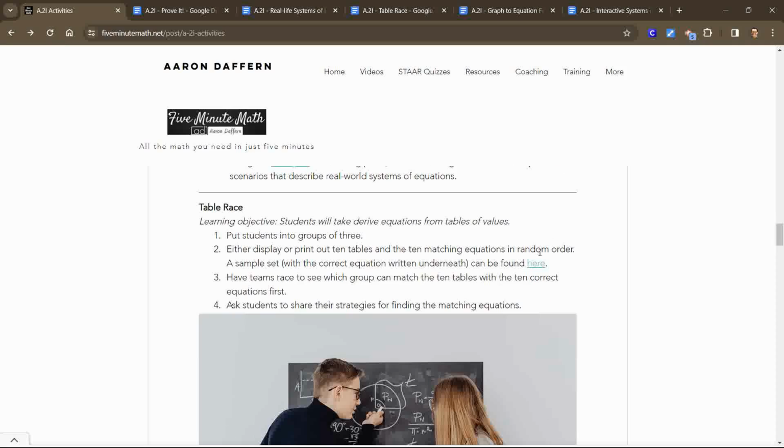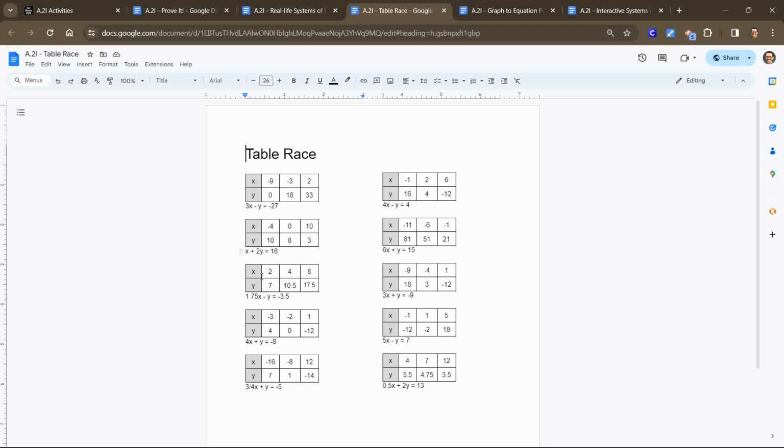The third one is called table race. So we're going back to the table of values, but we're adding a little bit of low stakes competition here. So you want to put students into groups of 3, right? And then you either want to display or print out 10 tables and 10 matching equations in random order. So what I have here, if you want some table of values, I've got 10 of them that work here. These all are from released STAAR items. And I have the correct equation underneath here in standard form.